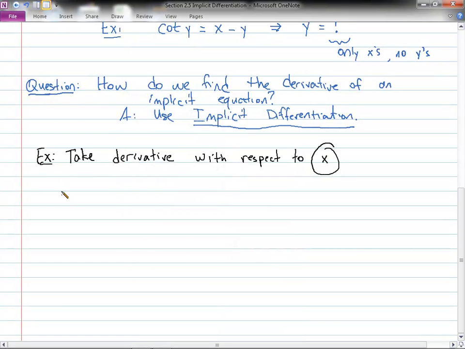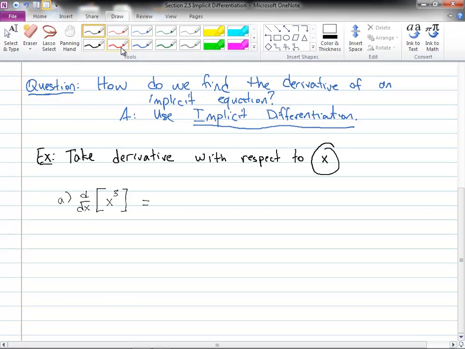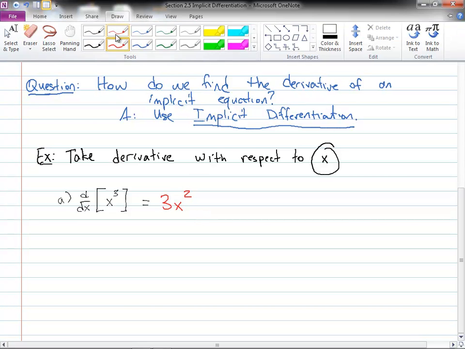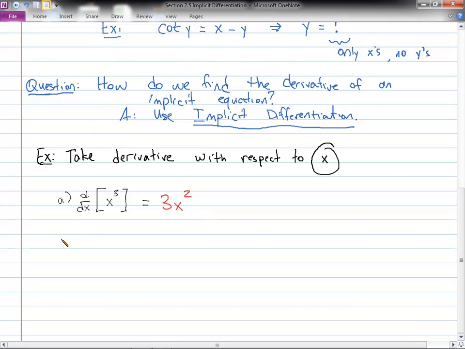Okay, so first of all, the easy question. If I said take d dx of x cubed, we all know what that is. The answer is 3x squared, right? Now here's where I change gears.